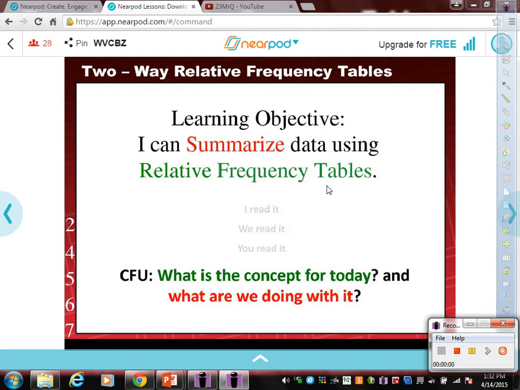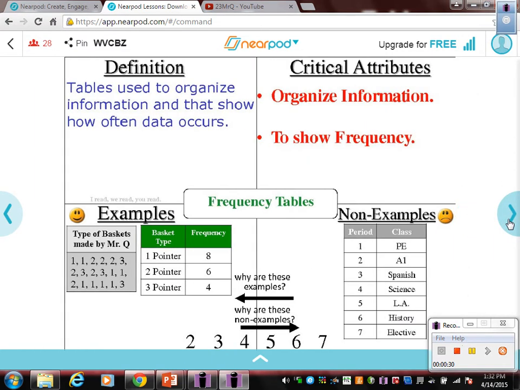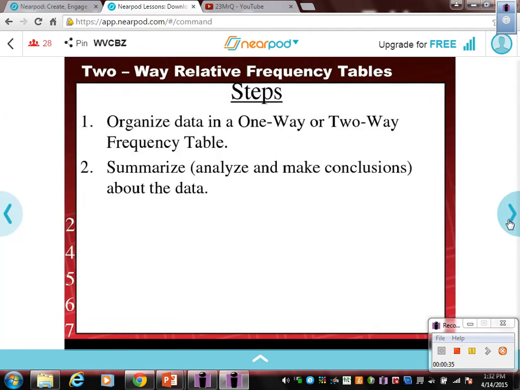So, today we're continuing what we started yesterday. Yesterday we started with frequency tables. Today we're adding one more term to that, and it's relative frequency tables. That's why for today we don't need a Frayer model, because we're still with frequency tables. We don't need steps, because we have those from yesterday. So we have this Frayer model already filled, is that correct? We already have these steps, is that correct?